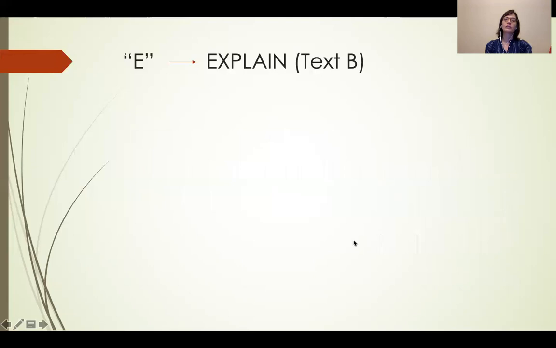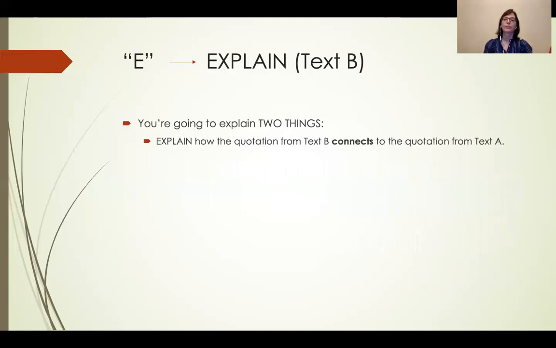Okay, so if we shift from the engage step to explain for text B, this time we're going to explain two things. Okay, so here we're going to explain how the quotation from text B connects to the quotation from text A, right? So when you're engaging, you're making that connection. And then when you shift to explain, you want to make sure that that connection is clear to your reader, right? You want to explain how that connection is happening.